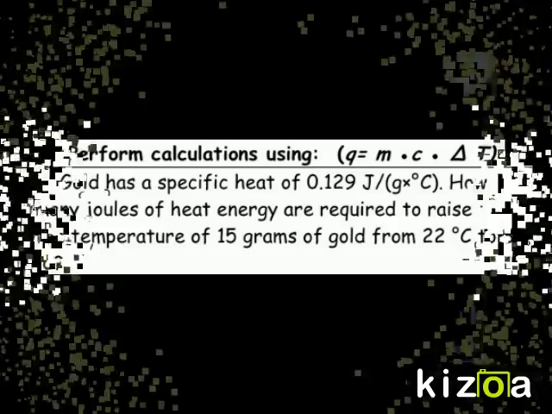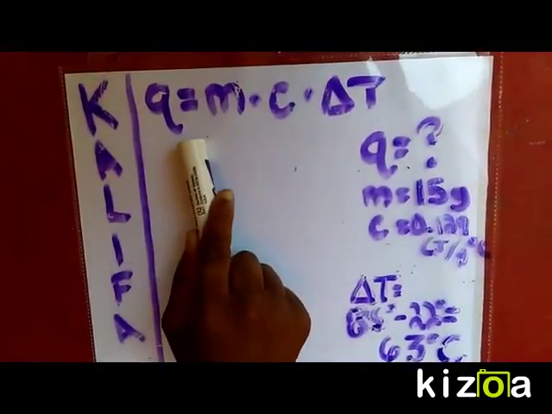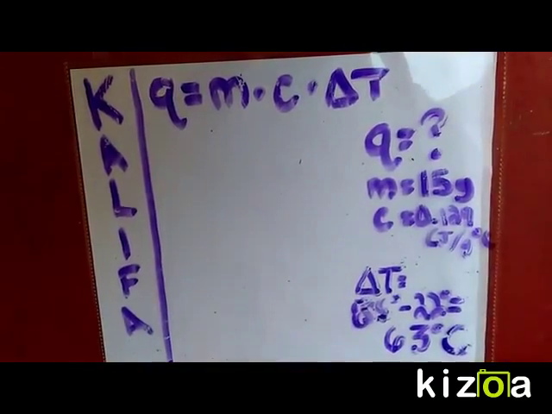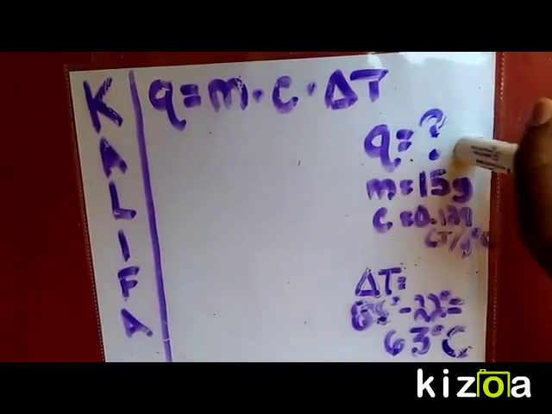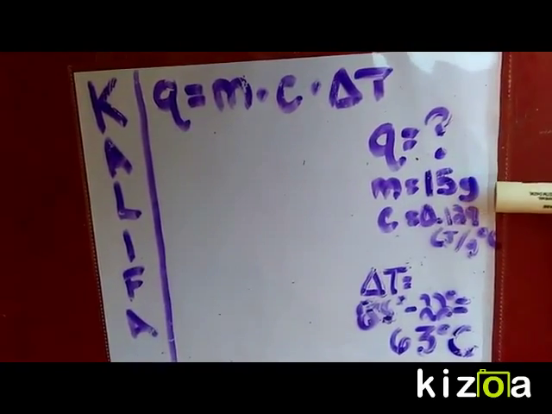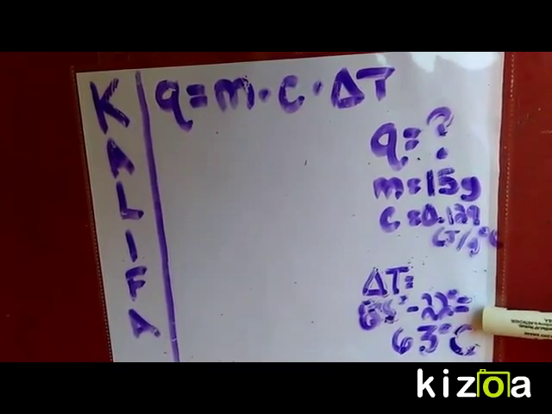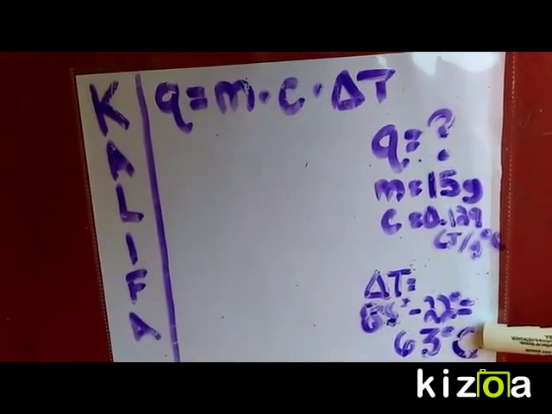To find Q, we have to use this equation: Q equals M times C times triangle T. Solving for the word problem that appeared previously, we're solving for Q. M equals 15 grams, C equals 0.129, and triangle T equals 63 Celsius.